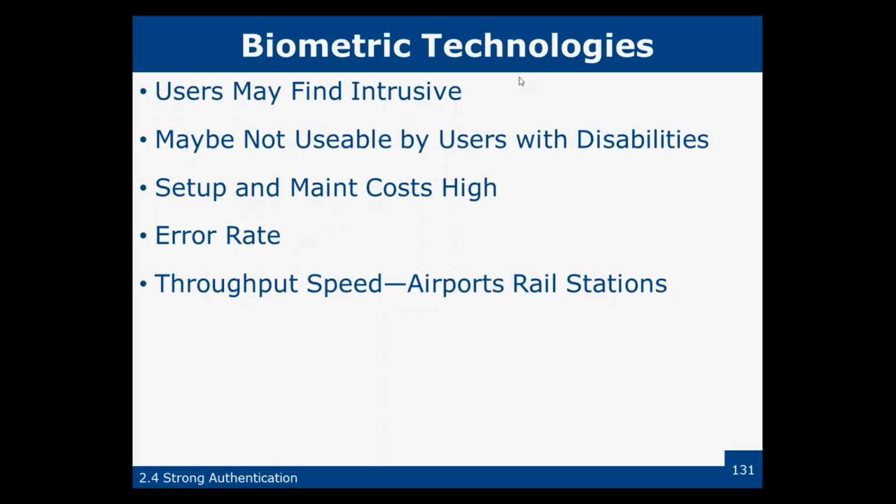The crossover error rate, where the biometric is judged, is the point at which the FRR, the false rejection rate, and the FAR, the false acceptance rate, meet. The lower the crossover error rate, the more significant and reliable the technology. And then throughput speed: airports, rail stations, someplace where, if you're using biometrics for identification, places that have a lot of users going through may be an issue.